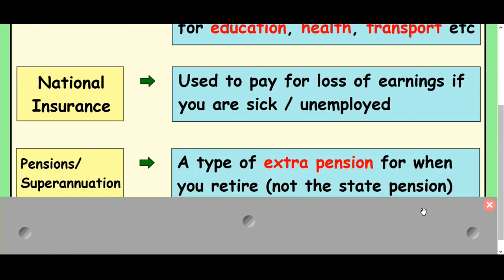And finally, the last thing we're going to look at is pensions. Pensions can also be called superannuation. So when you see the word superannuation on an exercise, it just means your pension. So when you pay extra towards a pension for when you retire, that's another pension on top of the state pension that you can get. You don't need to contribute to a pension, you can just rely on the state pension, but it's not very big, and most people want to take up an extra pension.